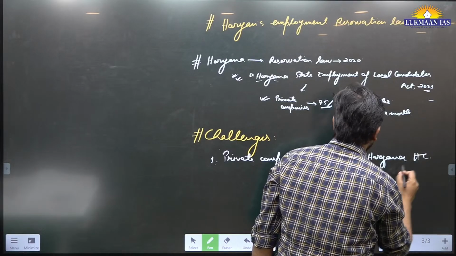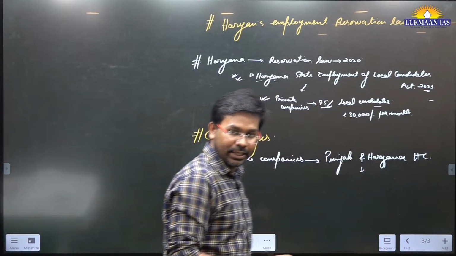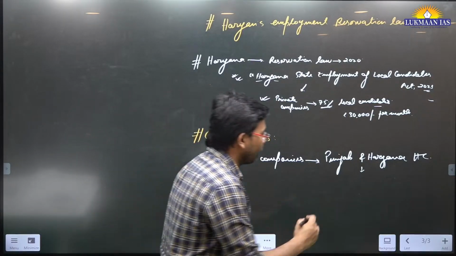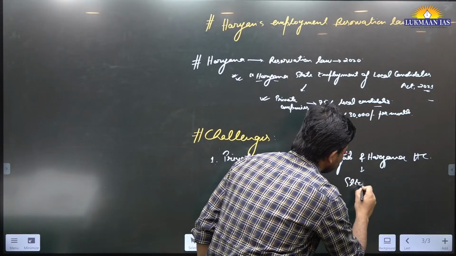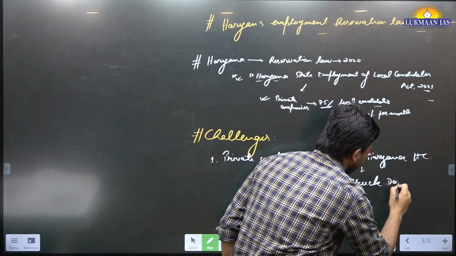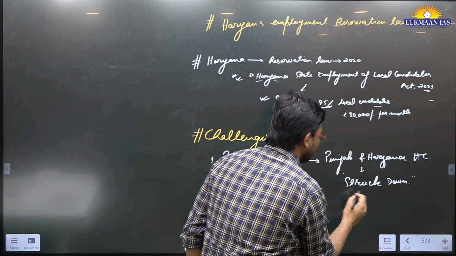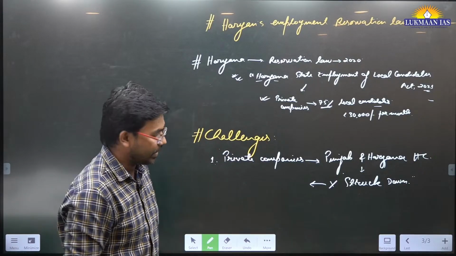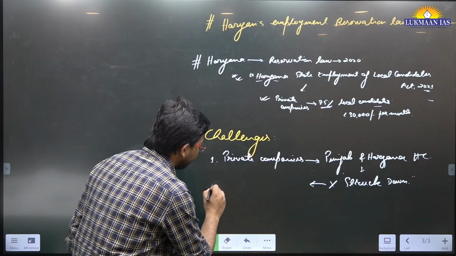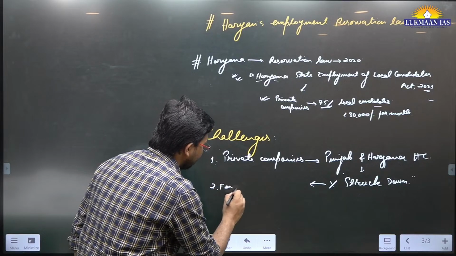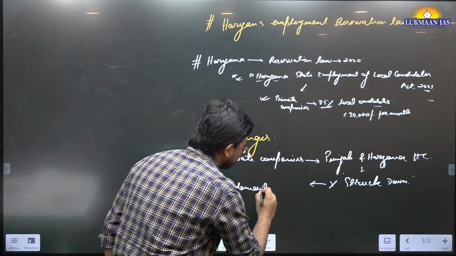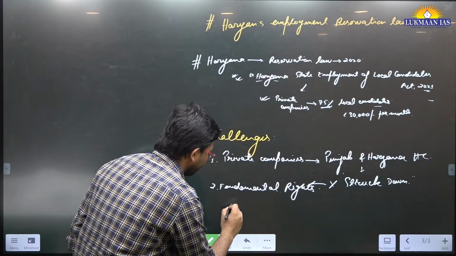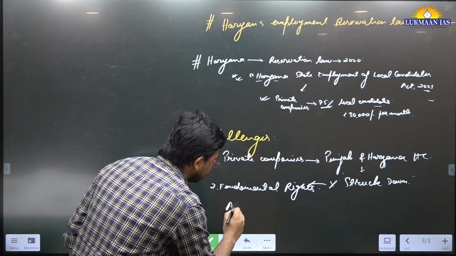The Punjab and Haryana High Court, which is located in Chandigarh. They reached there, and the Punjab and Haryana High Court has recently struck down this particular law. It says that this particular law is against the provisions of the Constitution of India. It violates some of the fundamental rights. What fundamental rights are violated by this law? One of the articles is Article 14.